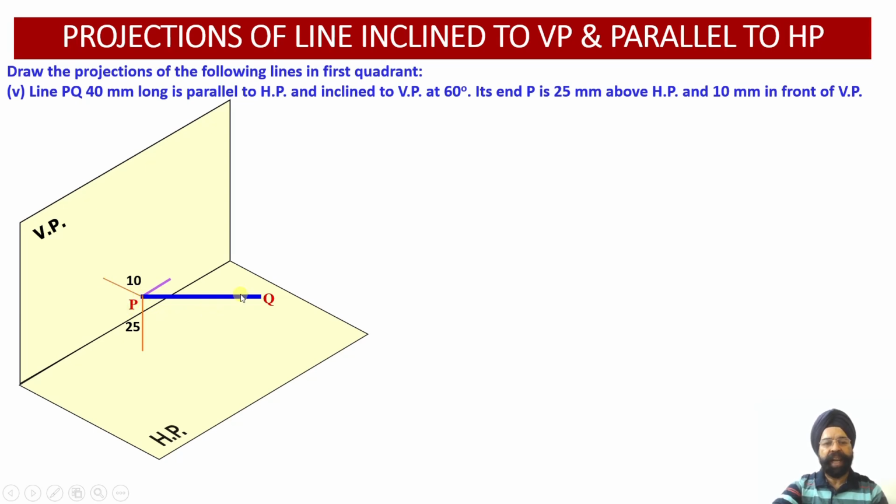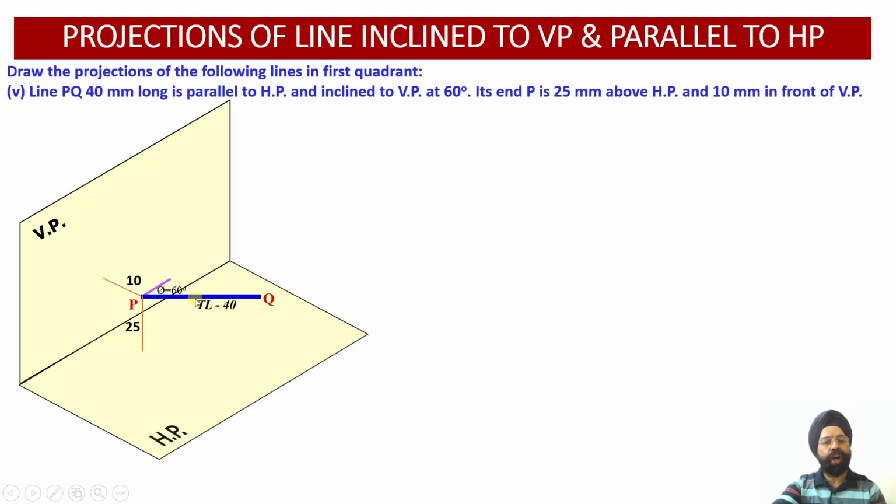And then line PQ will be located once I draw this angle phi equal to 60 degree. So this angle is phi. Why did we write angle phi over here? Because this is the angle of the true length of the line with respect to the vertical plane. So any inclination of the line with respect to vertical plane will be shown as phi if the line is true length over here.